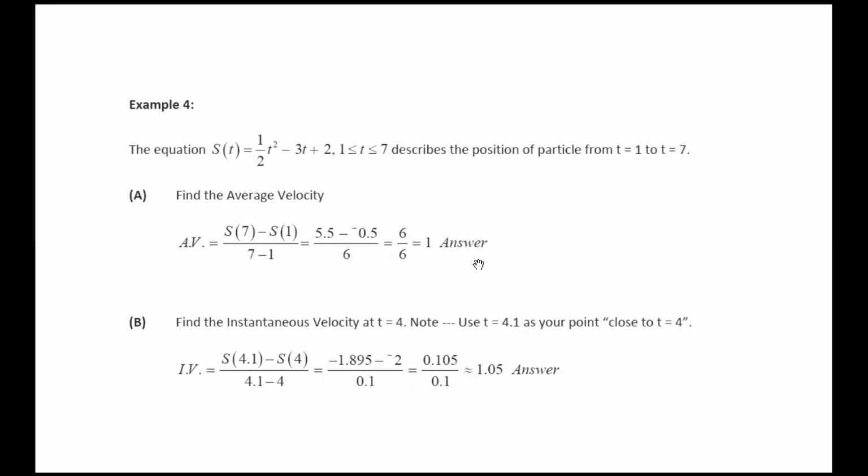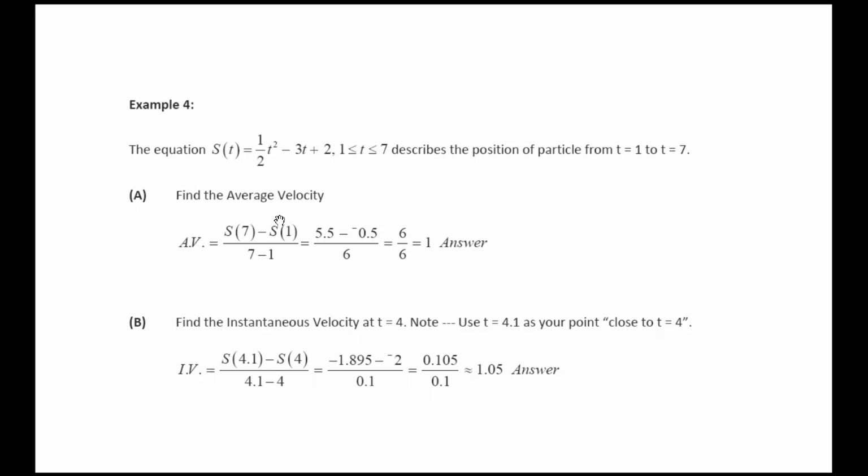Here we have another equation. This one is S of t is 1/2 t squared minus 3t plus 2, and our time goes from 1 to 7. So a little different here in that the time is not 0 starting, and we have a fraction in it, and that gives some people pause, but should not, especially if we've got a calculator.